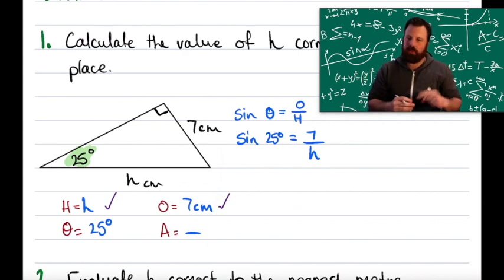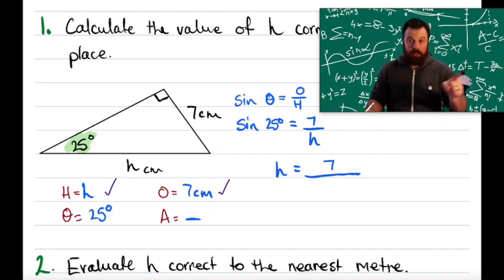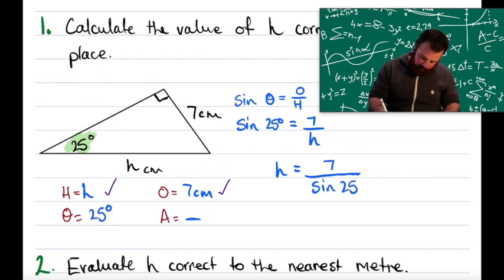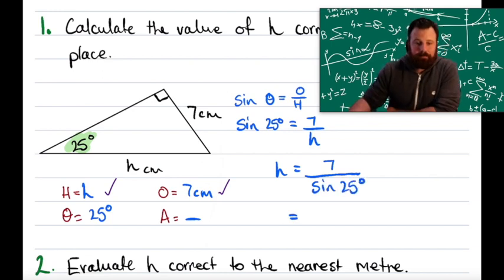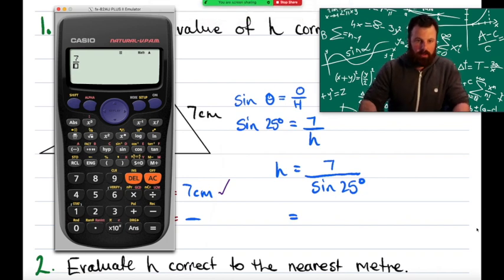Now in this situation, it's slightly different to last lesson. What we get in this situation, because our unknown is in the denominator, is that these two things just swap places. All right, so to answer this question, h is going to be equal to 7 over sine of 25 degrees. Okay, getting our calculator out, clearing that, putting our fraction in, 7 over sine of 25, close my bracket, I get 16.